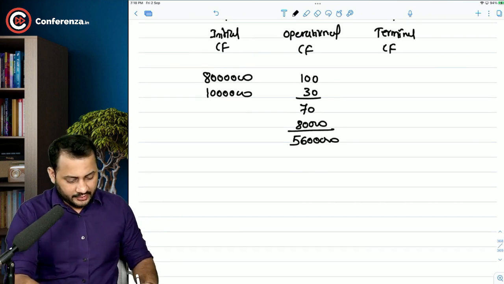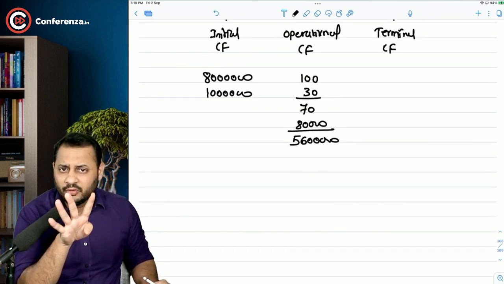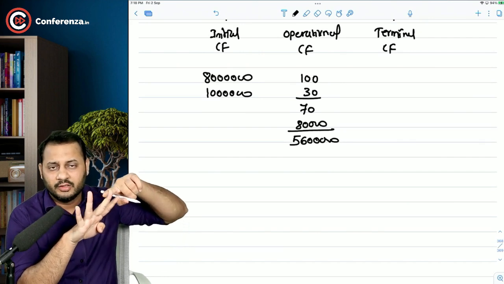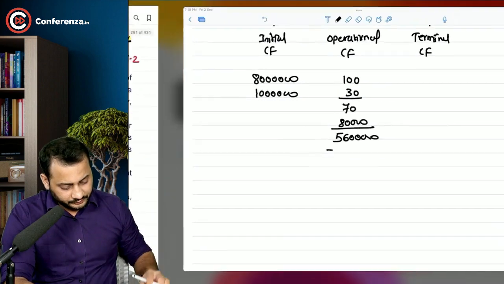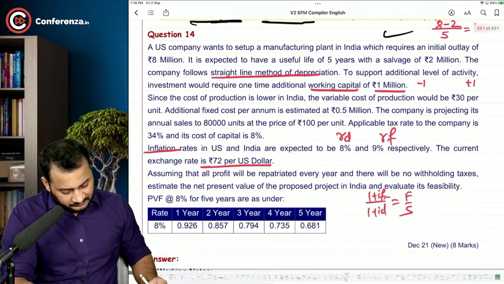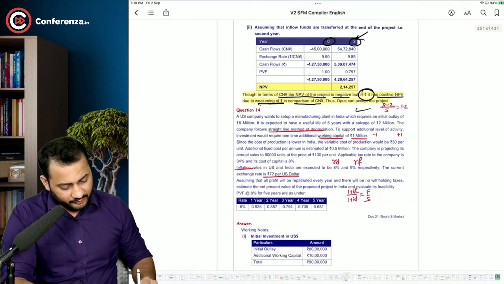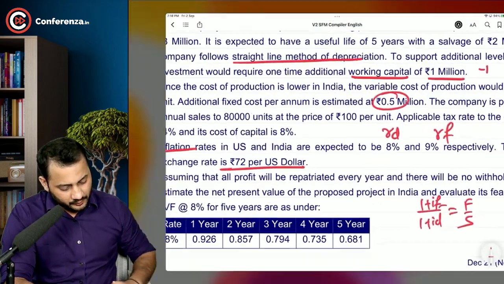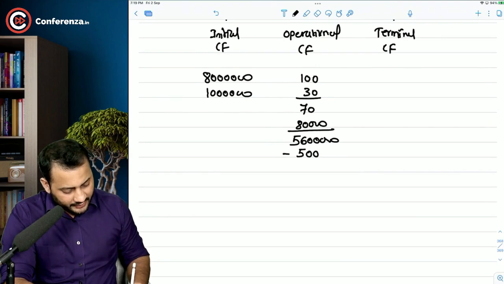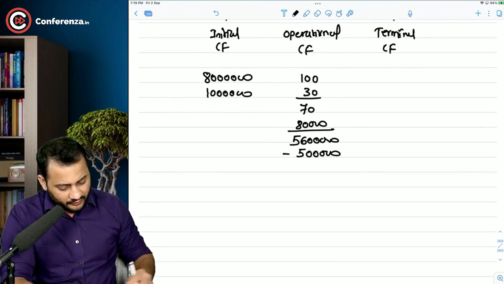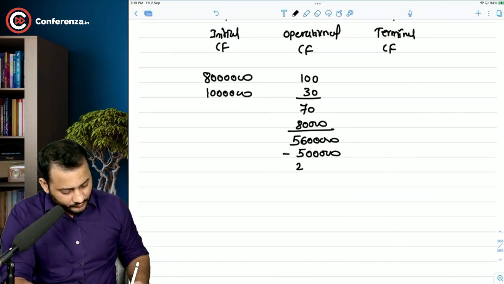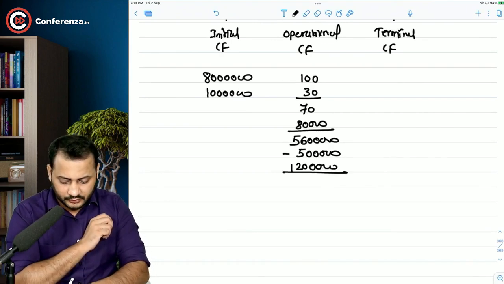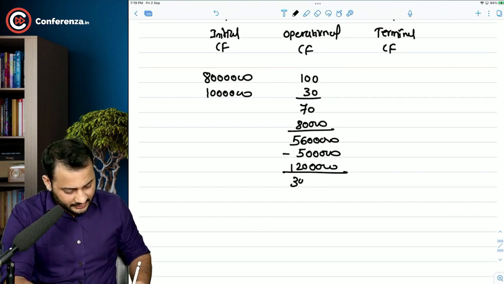Yes. And see, most of the time there will be only 4 things: selling price, variable cost, fixed cost, and depreciation. Now, what is the fixed cost in this case? 0.5 million. That means 5 lakh. And what is the amount of depreciation that we had calculated? 12 lakhs. That's 39 lakh.